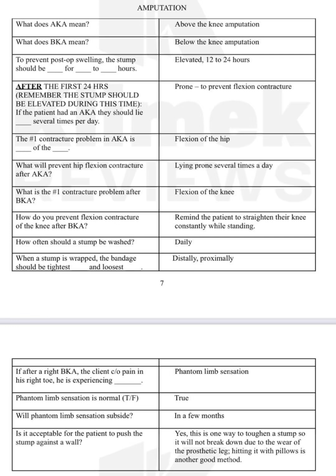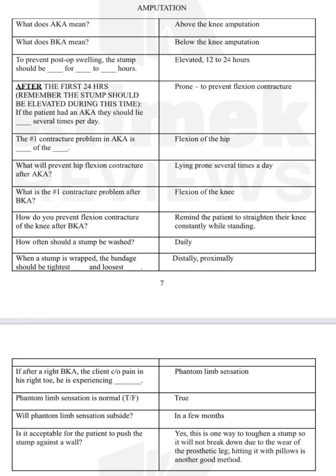5. The number one contracture problem in AKA is blank of the blank. Answer: flexion of the hip. Rationale: a contracture is when muscles shorten and joints stiffen, limiting movement. With AKA, the hip is most at risk. Preventing hip contracture is key to helping patients walk again with a prosthetic.